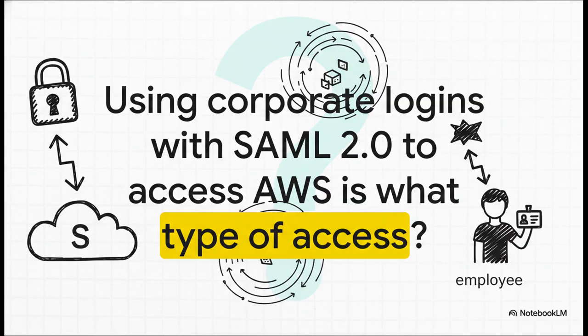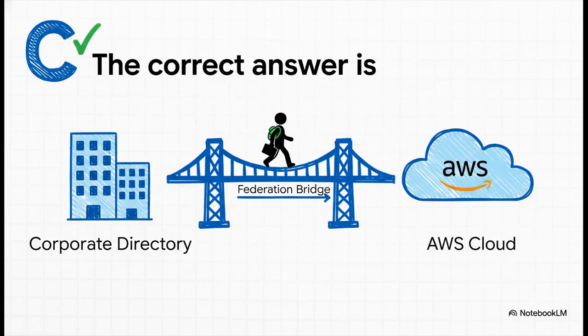Okay, quick knowledge check. Based on that flow we just saw, when a company sets things up so employees can use their existing corporate login to get into AWS, what's the official name for that process? You got it. The answer is C. The whole process is called federated access.